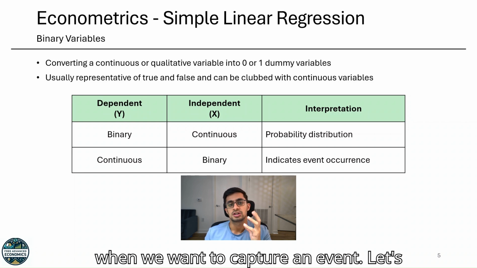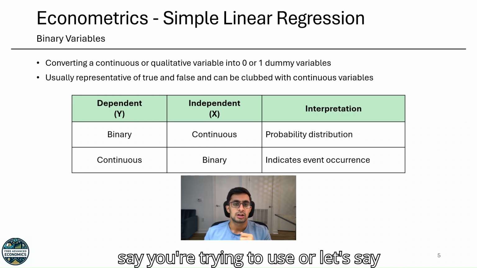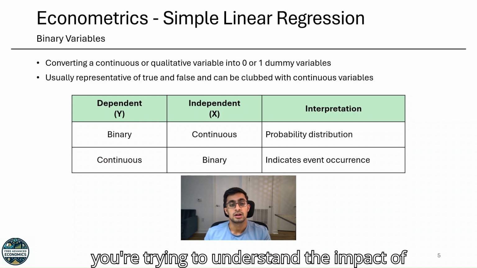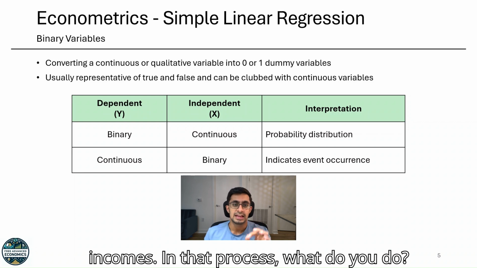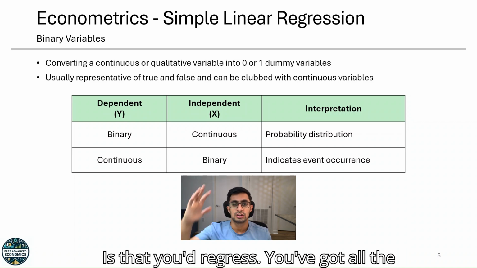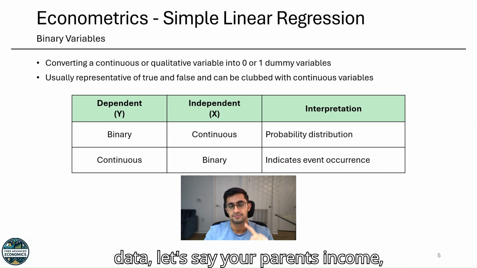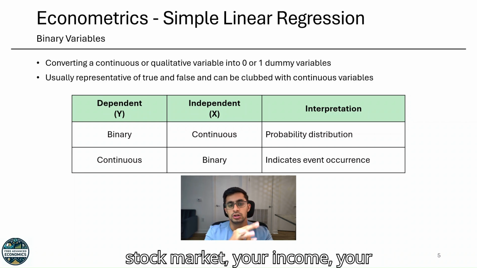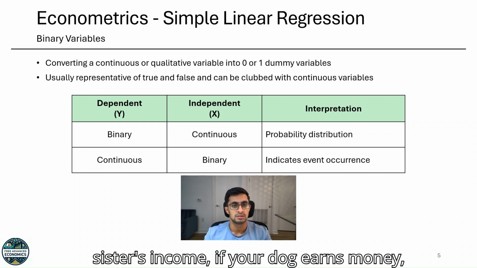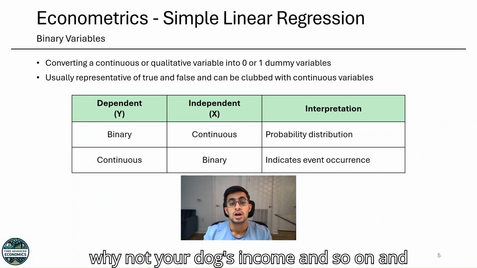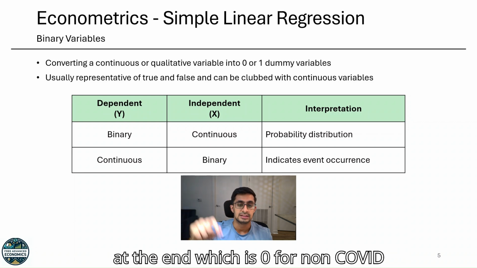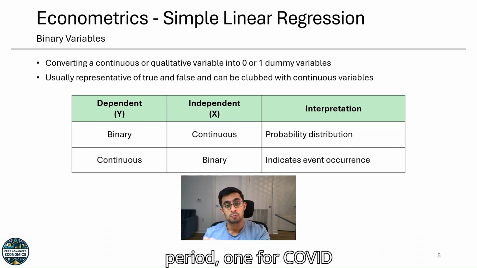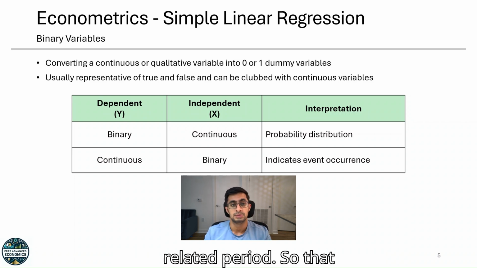Second is when we want to capture an event. Let's say you're trying to understand the impact of COVID-19 on your family savings and incomes. In that process, you've got all the data, let's say your parents' income, the stock market, your income, your sister's income, if your dog earns money, why not, your dog's income, and so on and so forth. Then you add a dummy variable at the end, which says 0 for non-COVID periods, 1 for COVID related period.